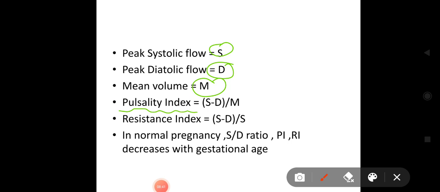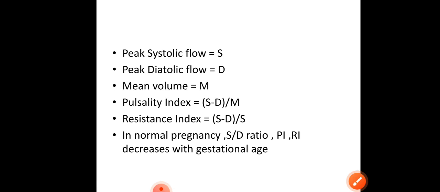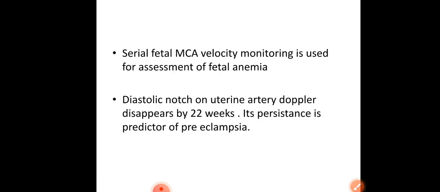So these can be asked: what is the pulsatility index? S minus D upon M. What is the resistance index? S minus D upon S. So an MCQ can be given, they can give values of these three, and ask to calculate either the pulsatility index or resistance index. So in normal pregnancy, what happens? The S by D ratio, pulsatility index and resistance index decrease with gestational age. Okay, so a good numerical MCQ can also be formed, and interpretation can be asked.